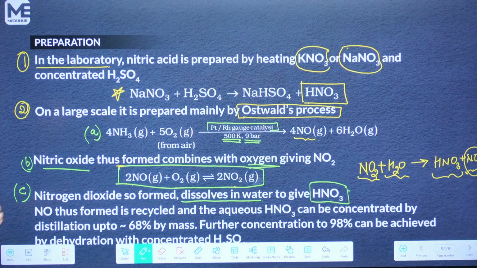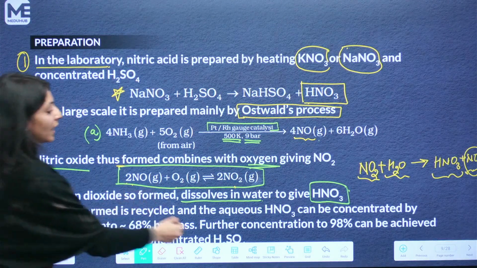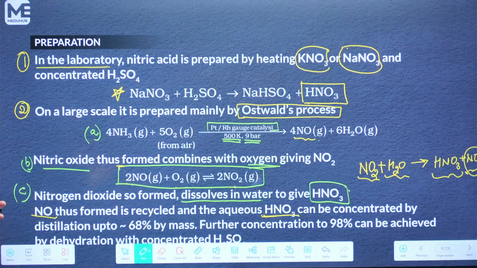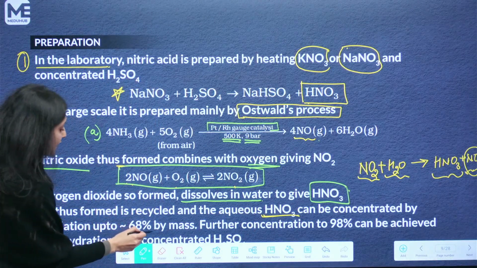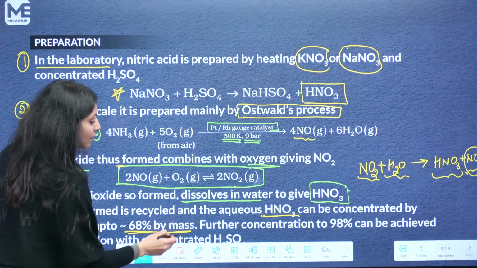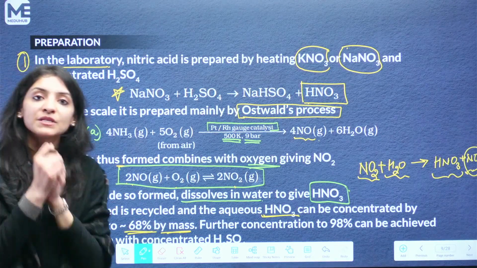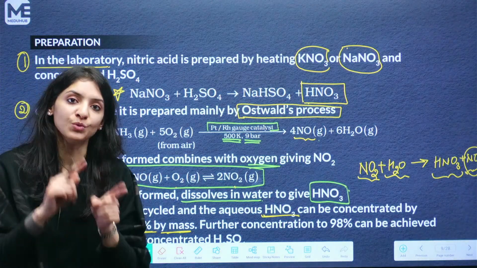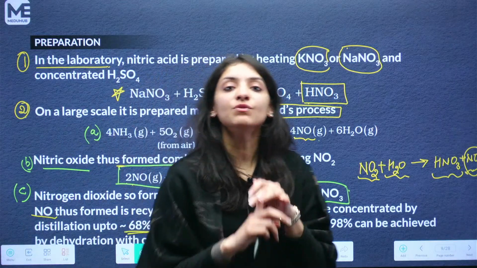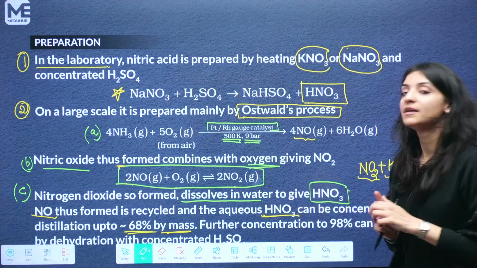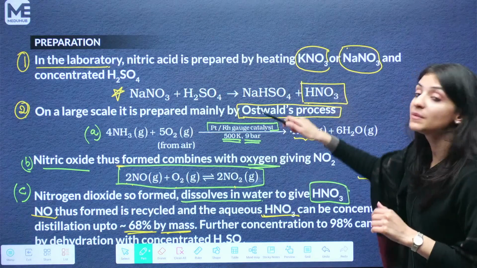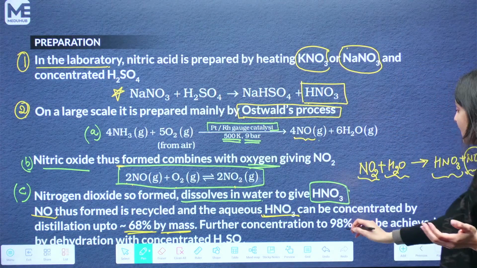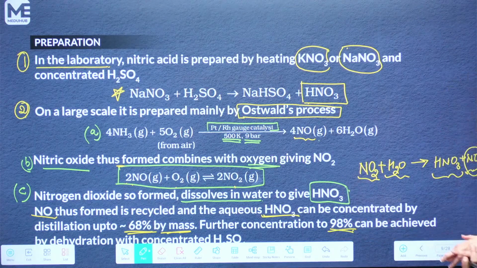And what else? So NO thus formed is recycled and aqueous HNO3 can be concentrated. सो इस मेथड से जो कॉन्सेंट्रेशन बनती है HNO3 की, वो 68% बाय मास होती है. फर्दर अगर हमें वो 98% की कॉन्सेंट्रेशन पे लाना है HNO3 को, तो हम उसको डिहाइड्रेट करते हैं H2SO4 से. So H2SO4 is also a good dehydrating agent. ठीक है. So Ostwald प्रोसेस से हमें 68% मिलता है HNO3 और उसको फर्दर डिहाइड्रेट कर देंगे तो वो 98% की कॉन्सेंट्रेशन पे मिल जाएगा. ठीक है.